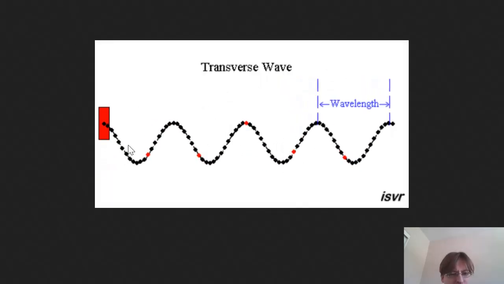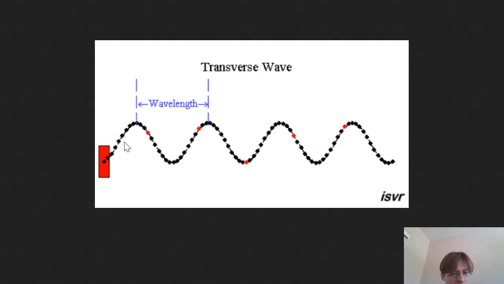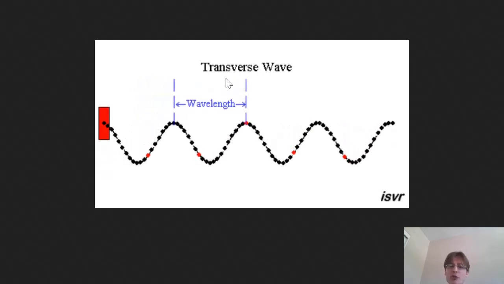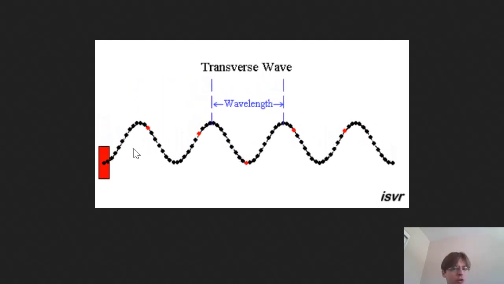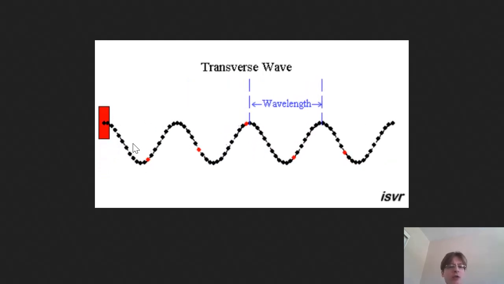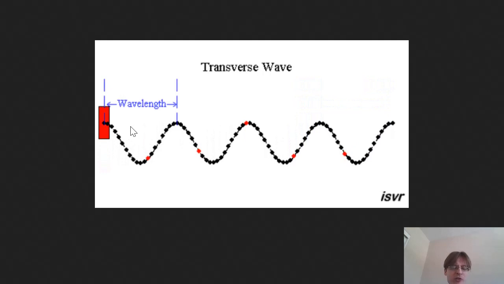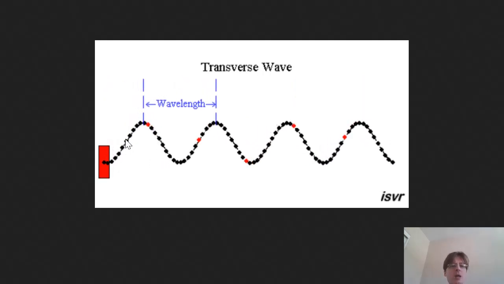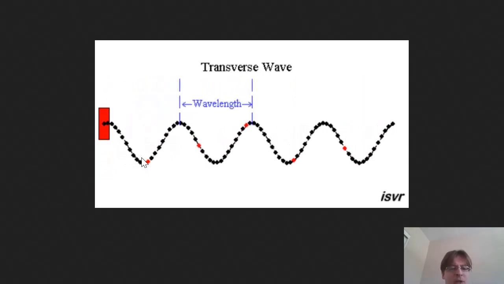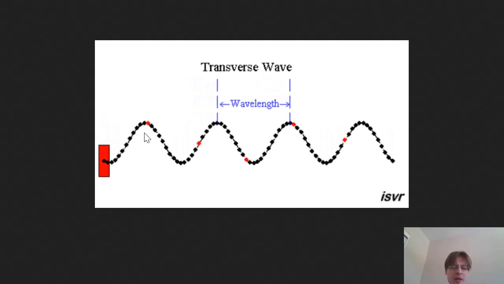Notice that the string itself only moves up and down. That's why it's called a transverse wave, because the motion is sideways. The string itself is not actually moving to the right. The string is actually moving up and down. So the string is vibrating up and down. It's accelerating up and down.